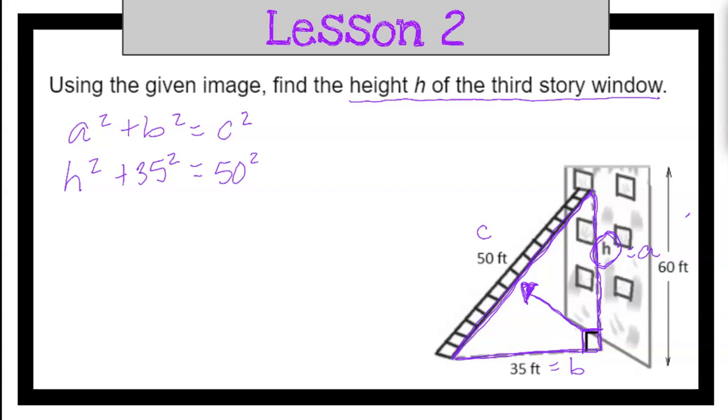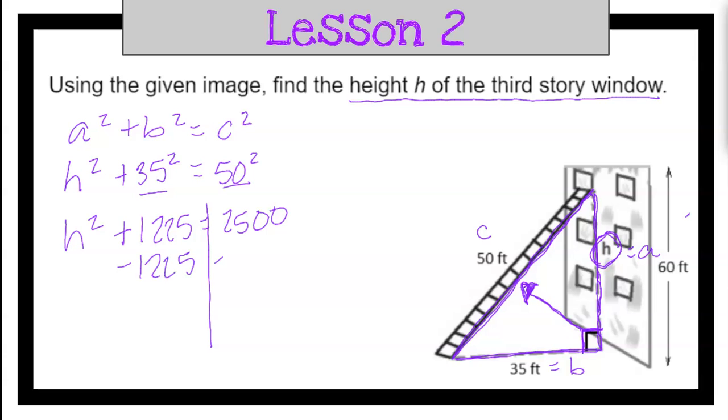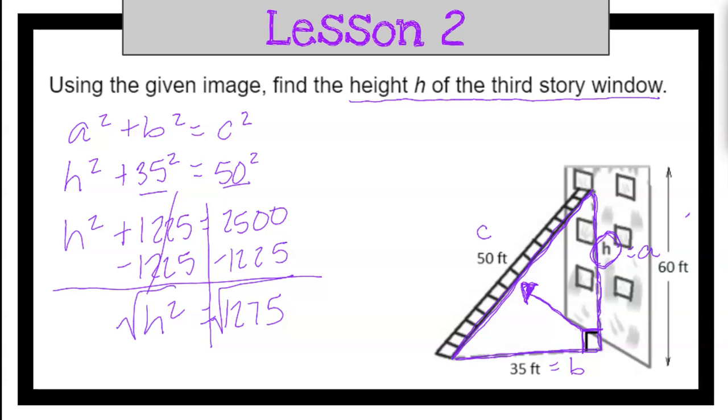To solve this, we are going to first have to evaluate our squares. So we have h squared plus 35 squared is 1225 equals 50 squared, which is 2500. We need to get h squared by itself, so undo that plus 1225 with minus 1225. We get h squared equals 1275. And then we want to take the square root of that. So the square root of h squared is h equals the square root of 1275.